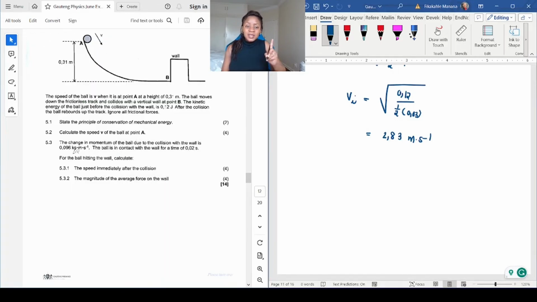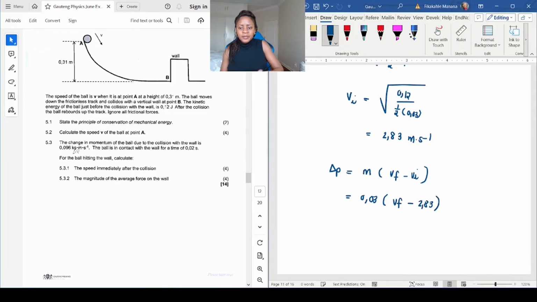Now, we're not done. We just got the initial velocity. They mentioned change in momentum. What is the change in momentum? Basically, it's your mass times your final velocity minus your initial velocity. For your mass, we have 0.03. Final velocity is what we're looking for. Initial velocity is 2.83. And our change in momentum is 0.096.